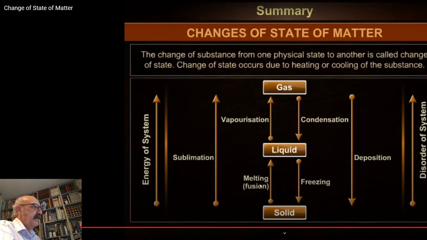This is a summary. You have gas, liquid, and solid. So you go from solid to liquid: this process is called melting. From liquid to gas, this process is called vaporization. And the opposite, from gas to liquid, is called condensation. From liquid to solid, freezing.